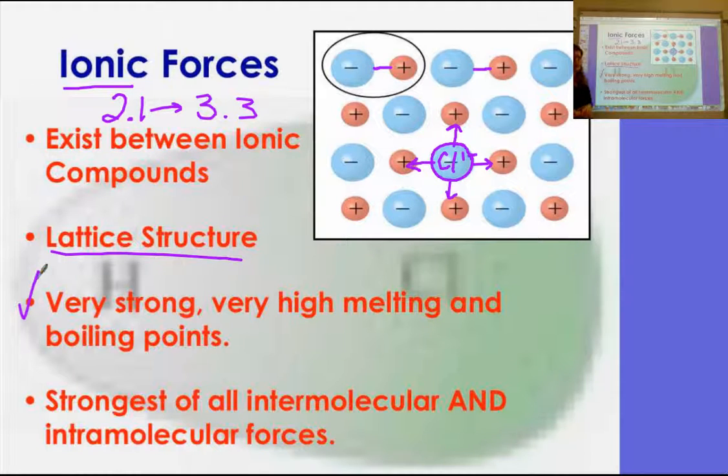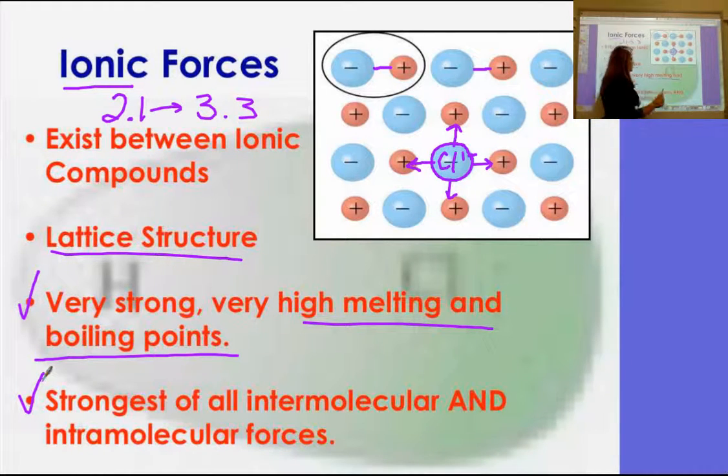Ionic substances are very, very strong. They have very high melting and boiling points. They're usually solids at room temperature. This is the strongest of all the intermolecular forces. Not only do I have my ionic bonds, but I have all these extra little magnetic attractions that you would have to break in order to melt an ionic substance. So not only are you breaking the bonds, but you have all these extra forces that you have to get through that big crystal lattice structure in order to melt ionic solids.